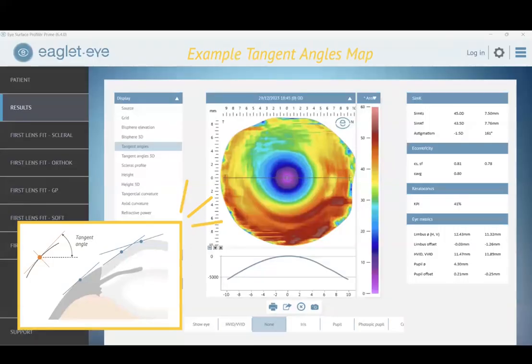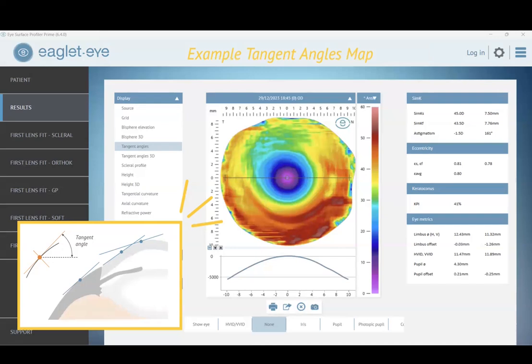Now, this is another map that we use in the ESP, and it's an awesome map for a lot of different reasons. This is a tangent angle map. And basically what it does is it gives an additional way to analyze the ocular surface. And it's very, very good for detecting an instantaneous curvature map. I'll use this map a lot for looking to see, for example, if a patient has an impression ring.